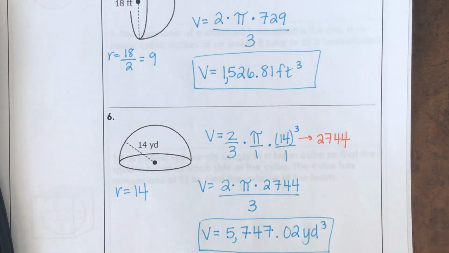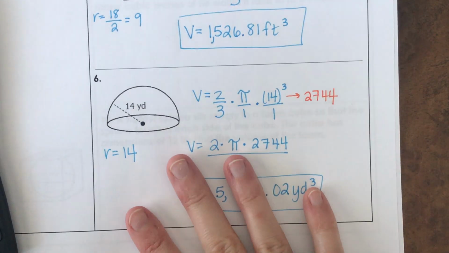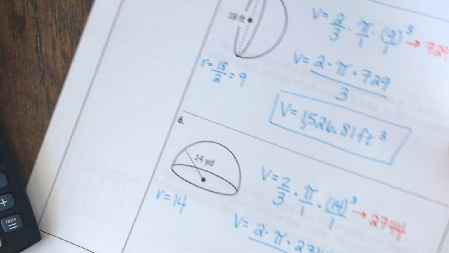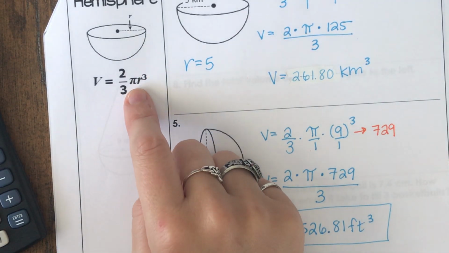All right, and we're done with hemispheres. So look at you, you just did spheres and hemispheres. Hopefully, you see that they're actually not that difficult. Even though you've got a fraction, you really only have to plug in one number, which is the radius.